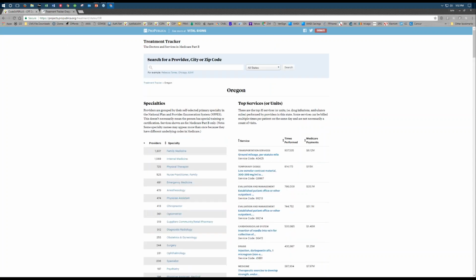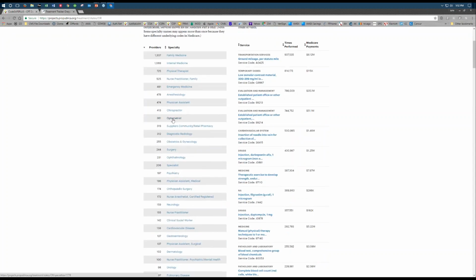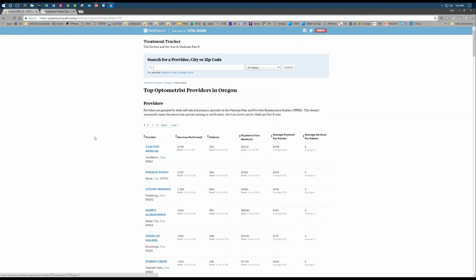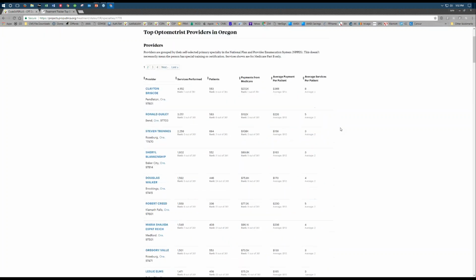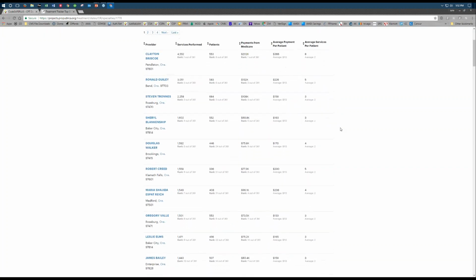Now, here we go. I'm going to scroll down here and look at optometrist. Once I click on optometrist, you're going to see, okay, here are the top providers, right? It says this one is ranked number 1 of 361, bills $366 per patient on average, whereas the average in the state is $113, and does 8 services per patient versus a statewide average of 2. Okay, well, I can also just click on that, right?